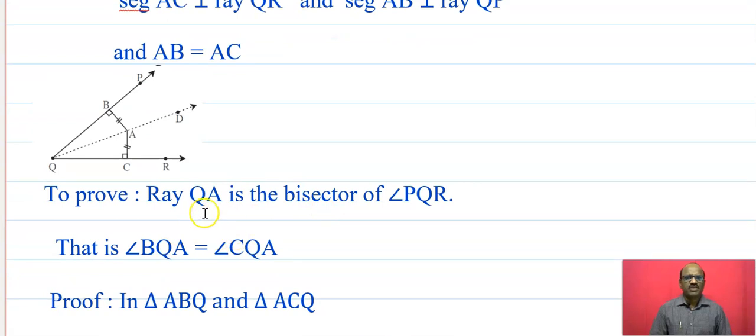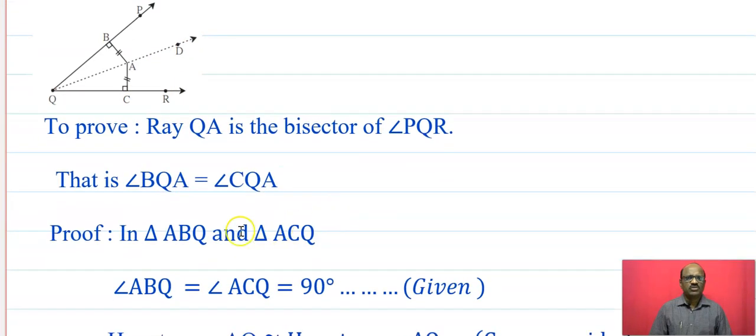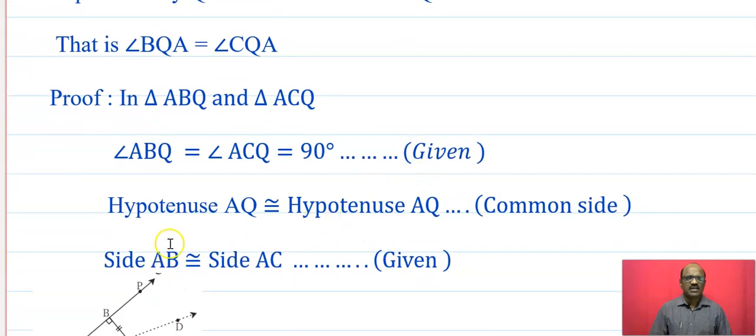To prove that QA is the bisector of angle PQR, we want to prove that the measure of angle BQA is equal to the measure of angle CQA. This we want to prove. Now we'll consider the two triangles, ABQ and ACQ. In these two triangles, measure of angle ABQ is equal to measure of angle ACQ, equal to 90. That is given.